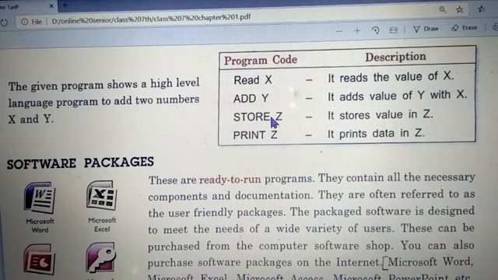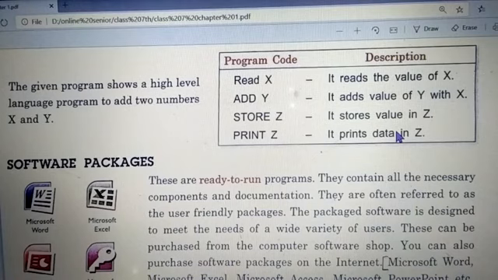Then store z, so there is a value z in which the addition x plus y will be saved. Now it has been stored, but you want the printout of that sum. So you will write print z, and it will print whatever data has been stored in z. So this is how easy high level languages are. It is structural and easy to understand. The only thing is we need to convert it to machine language with the help of a compiler and interpreter.